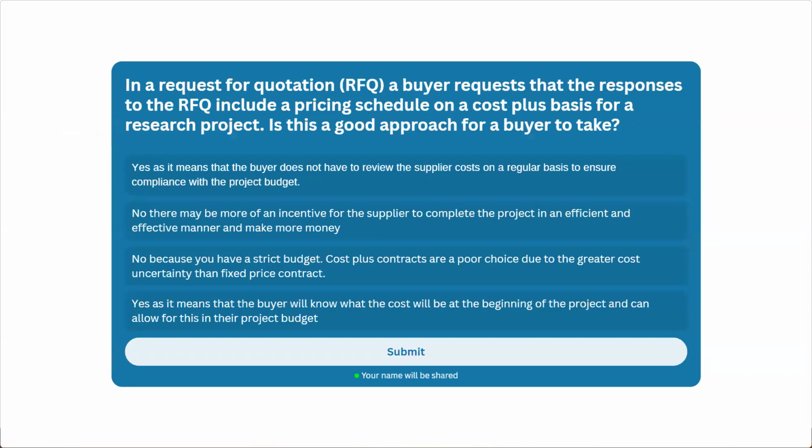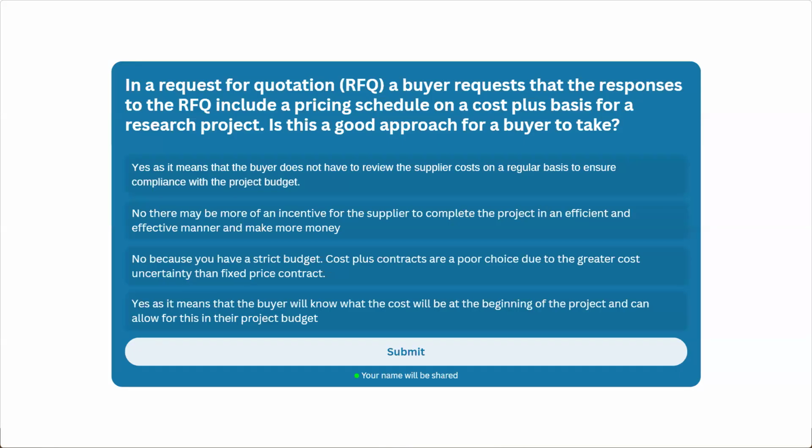Now, also a question about pricing arrangement. In a request for quotation, a buyer requests that responses to the RFQ include a pricing schedule on a cost plus basis for a research project. Is this a good approach for the buyer to take? Okay, so this is a yes/no question.